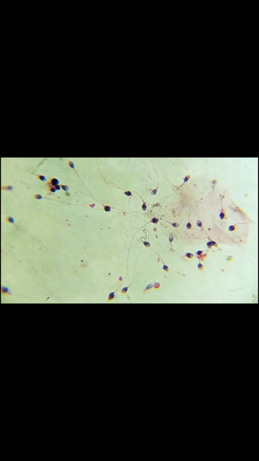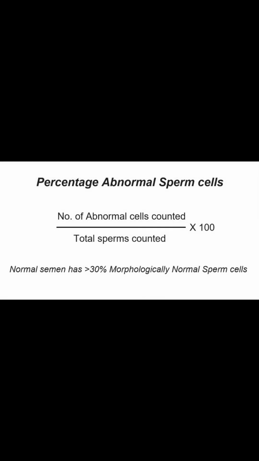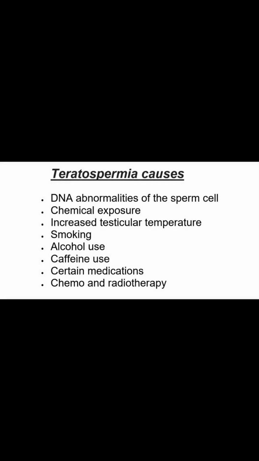Study the morphology of 100 to 200 individual sperm cells and assess the morphological defects of the various parts of the sperm cells. Calculate the fraction of abnormal sperm cells in terms of percentage. A semen sample that contains more than 30% of morphologically normal sperm cells is considered normal semen. Abnormal sperm morphology can be caused by a number of factors.